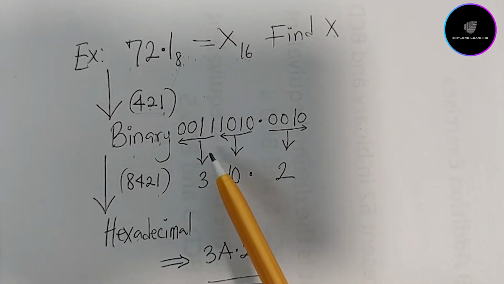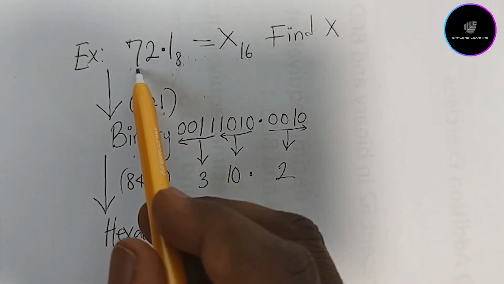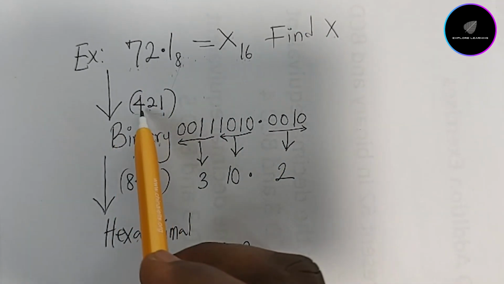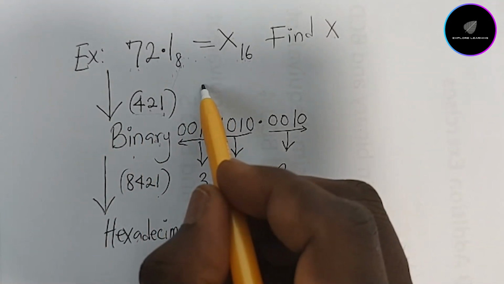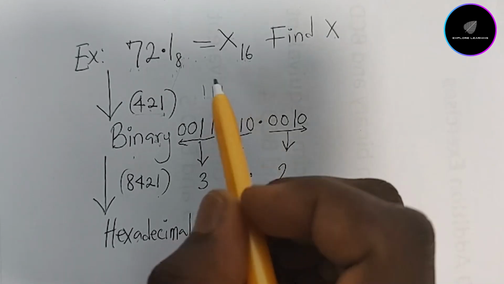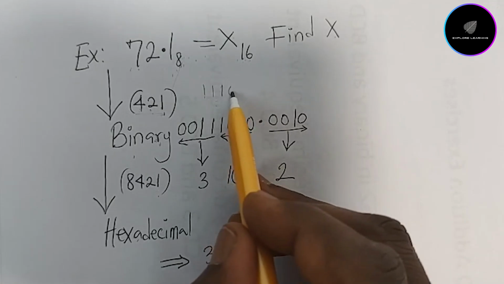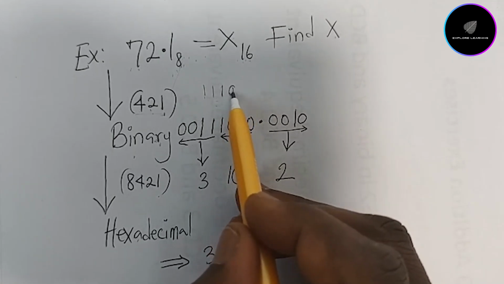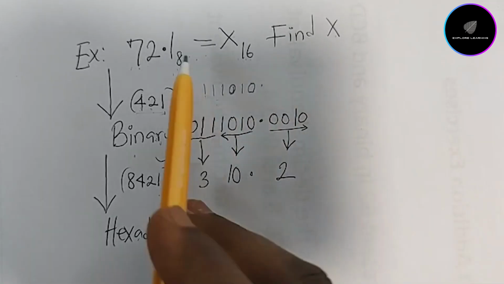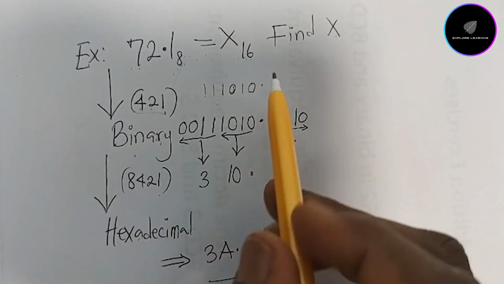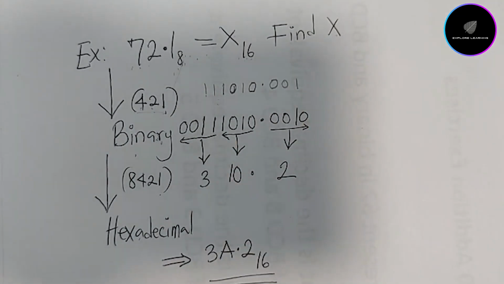In this case, for 7, we're going to have 4, 2, 1, which gives us 7. So we're going to have 1, 1, 1. If you sum everything up together, you get 7. For 2, we're going to have 0, 1, 0. Dot. For 1, we're going to have 0, 0, 1. So this is the binary equivalent of the octal number system.